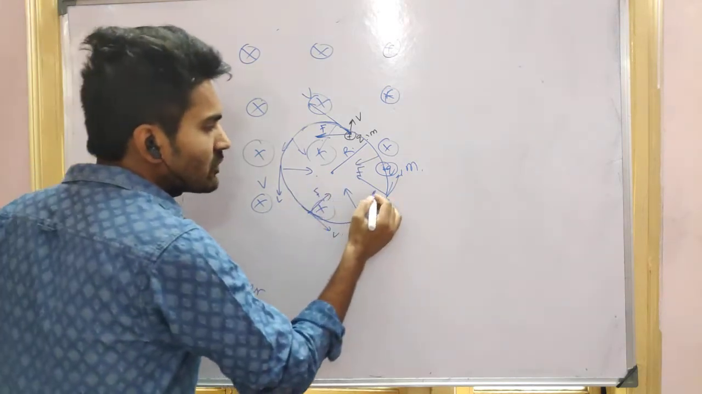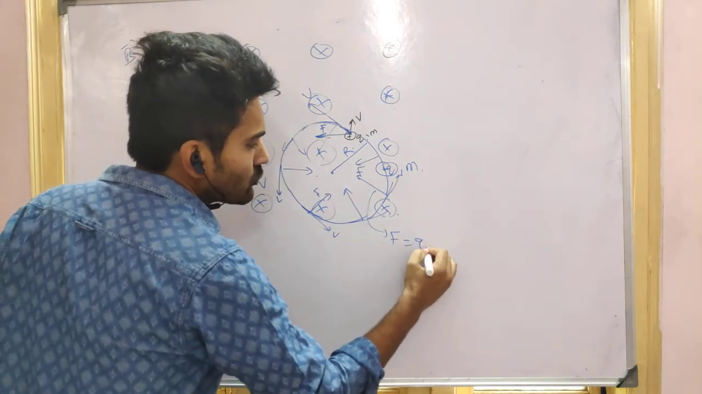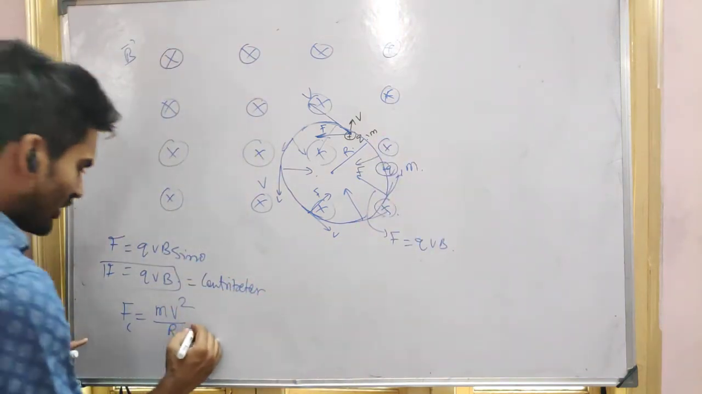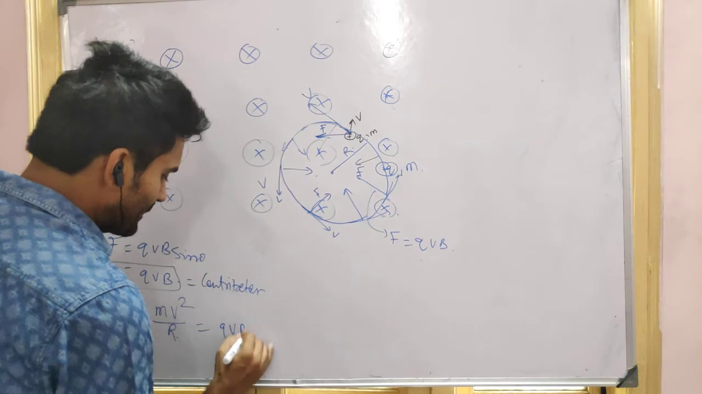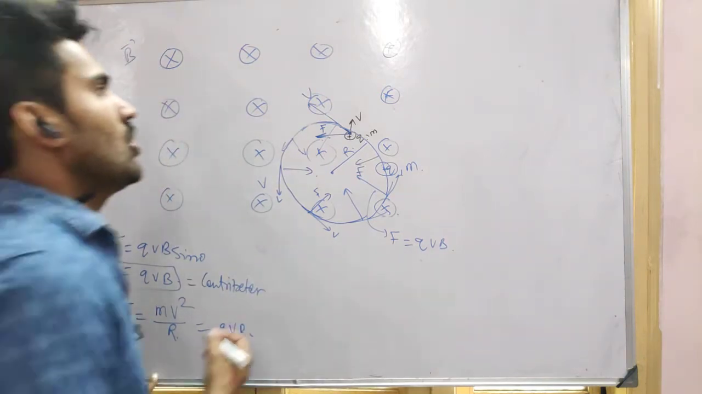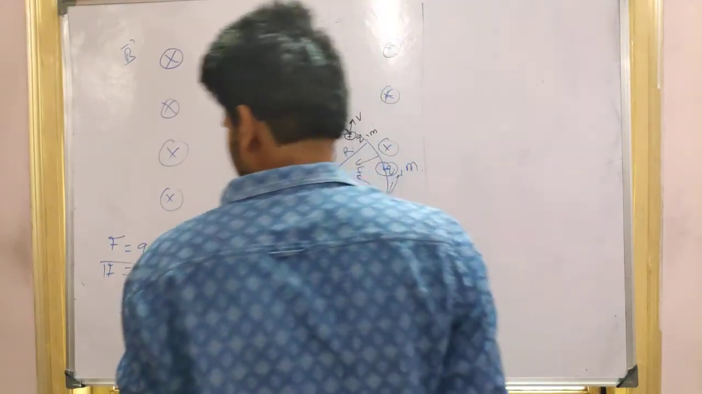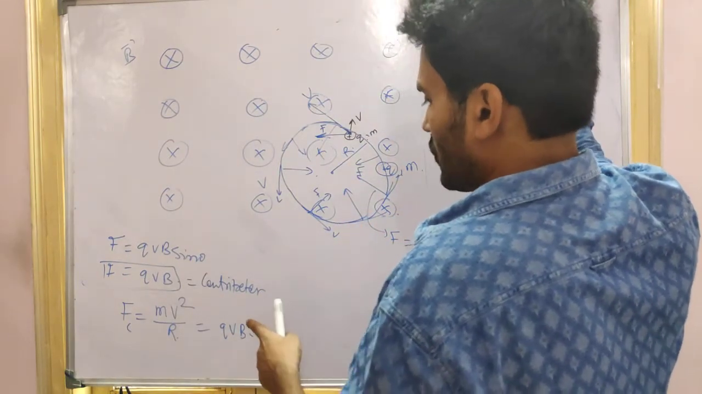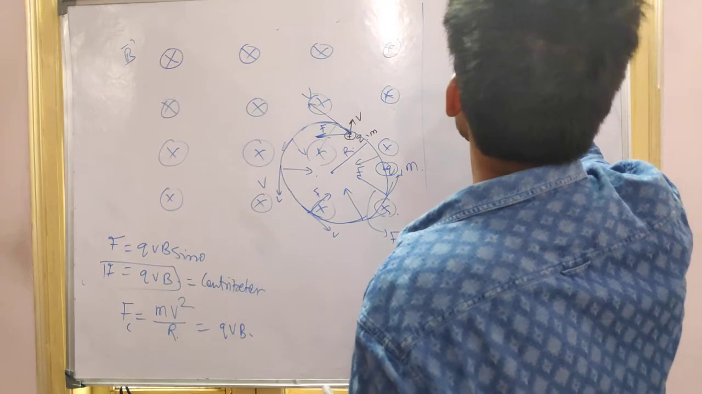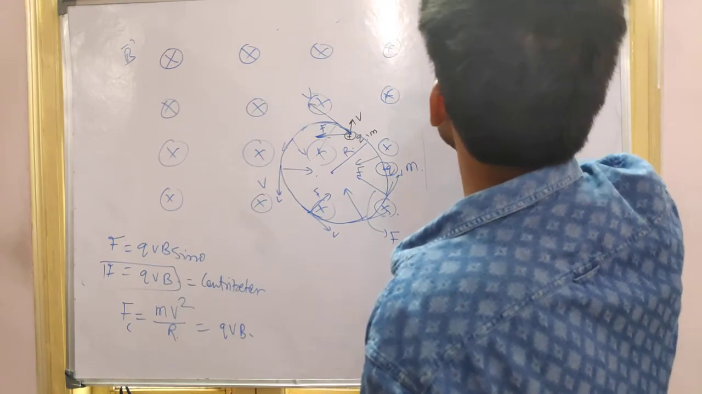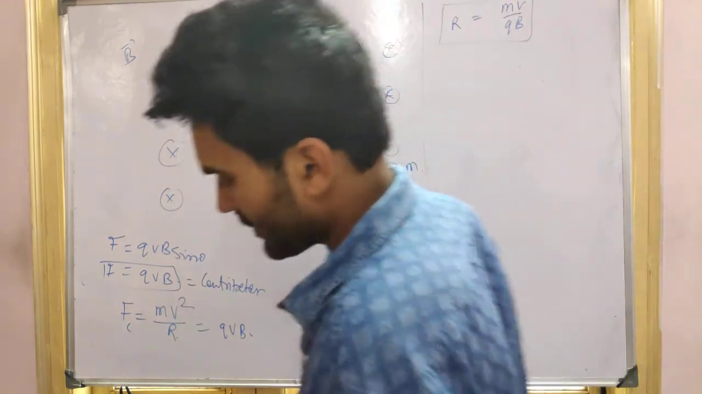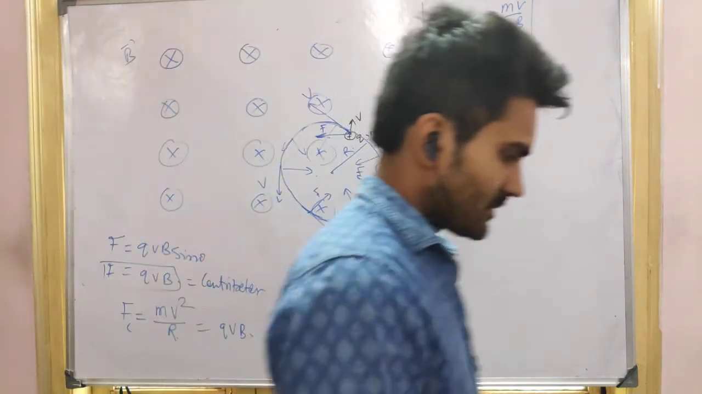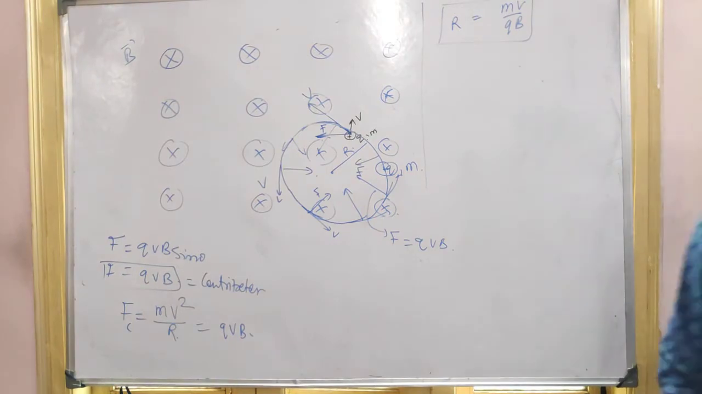And obviously we know that this force is equal to QVB. Yes or no, guys? Tell me. So can I equate it to QVB? If you see these equations, can I say R is equal to mv by qB? Tell me, any confusion, guys? Any confusion here?